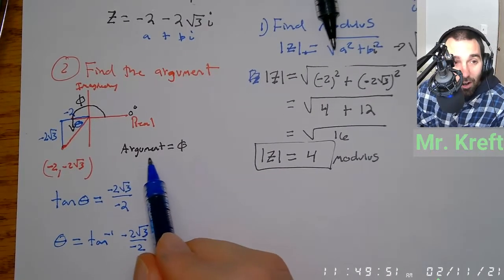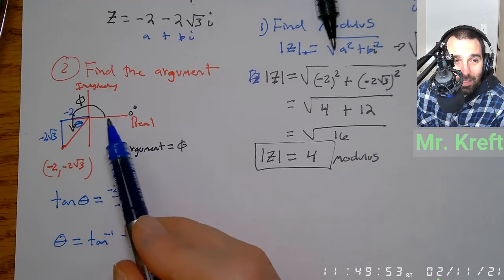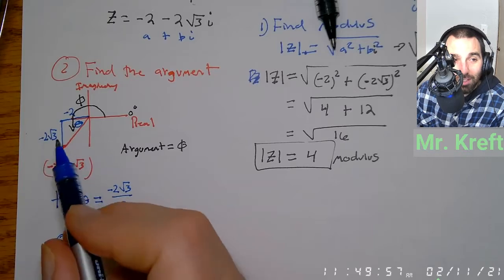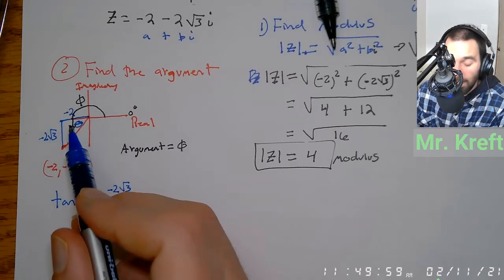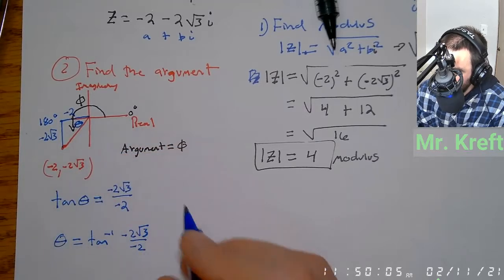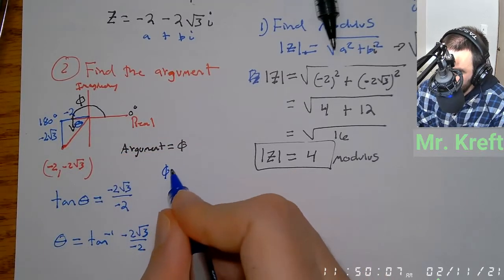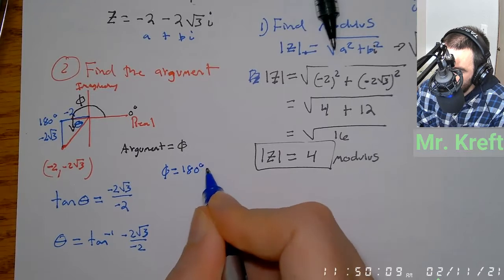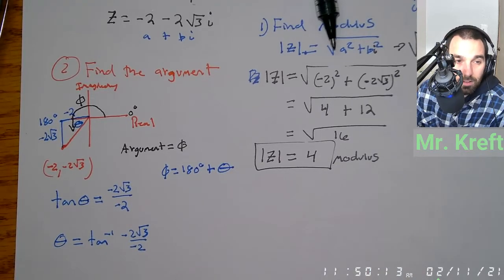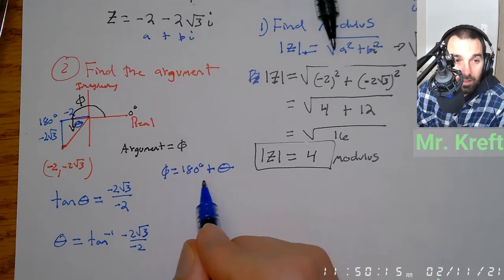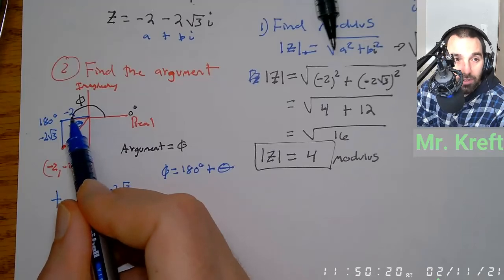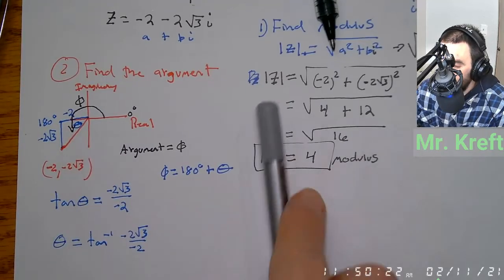But then I have to remember the argument that I want is really this. I'm in degrees, so it's going to be 180 degrees. So the argument is going to equal 180 degrees plus theta. Because I'm going to go 180 degrees and then I'm going to go this extra theta.